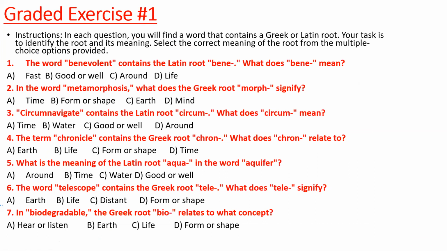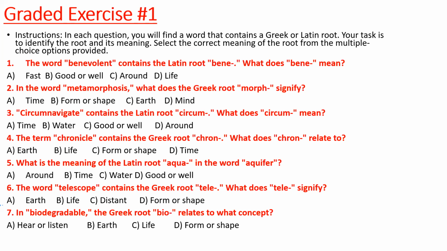The word benevolent contains the Latin root bene. What does bene mean? Is it A, past, B, good or well, C, around, or D, life? In the word metamorphosis, what does the Greek root morph signify? Is it A, time, B, form or shape, C, earth, or D, mind? Circumnavigate contains the Latin root circum. What does circum mean? Is it A, time, B, water, C, good or well, or D, all around? Number 4, the term chronicle contains the Greek root chron. What does chron relate to? Is it A, earth, B, life, C, form or shape, or D, time?